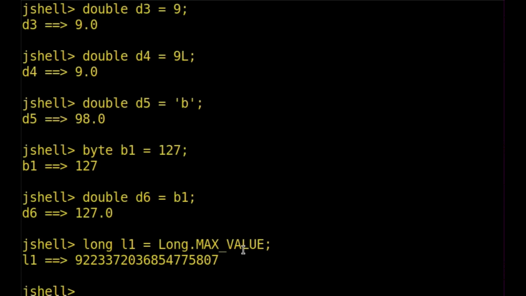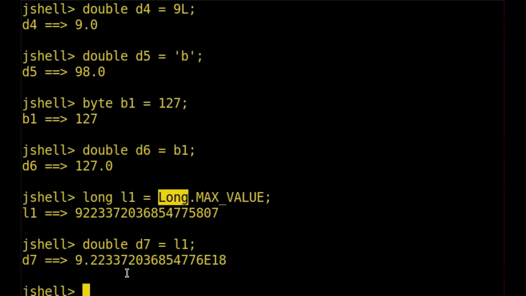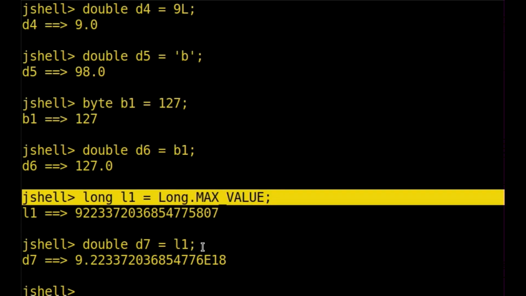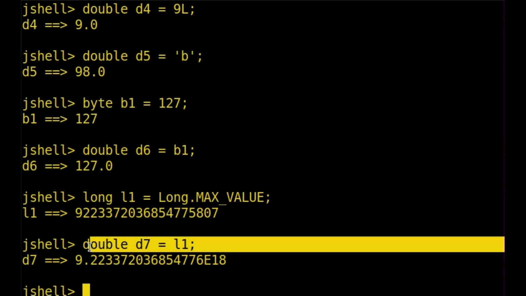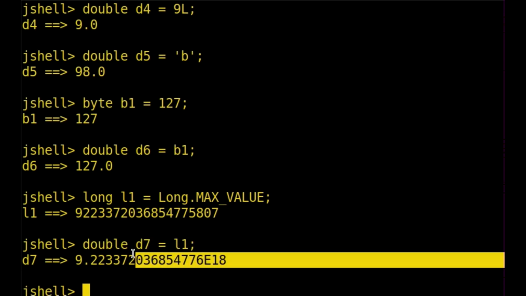I'm assigning a variable L1 of type long to long's max value, which is a constant field in the class Long. And we're taking that long's max value, which is this variable here, and I'm assigning it to a double d7, and it's outputting in scientific notation over here.